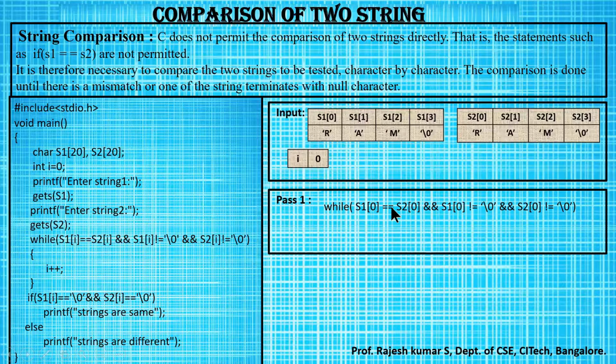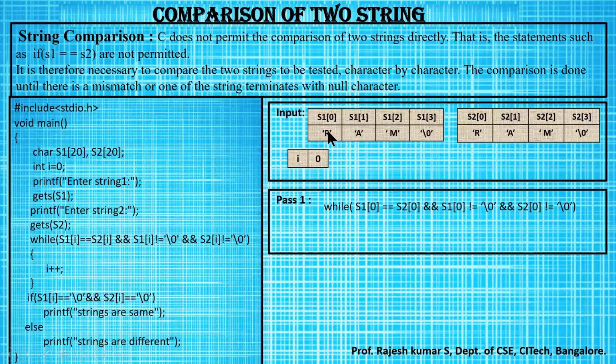In this first case, let us see the scenario for two strings being equal. Later I'll explain how we check whether the two strings are not equal. So in this first case, S1 of 0 is R. S2 of 0 is R. Correct, true, the condition is true.